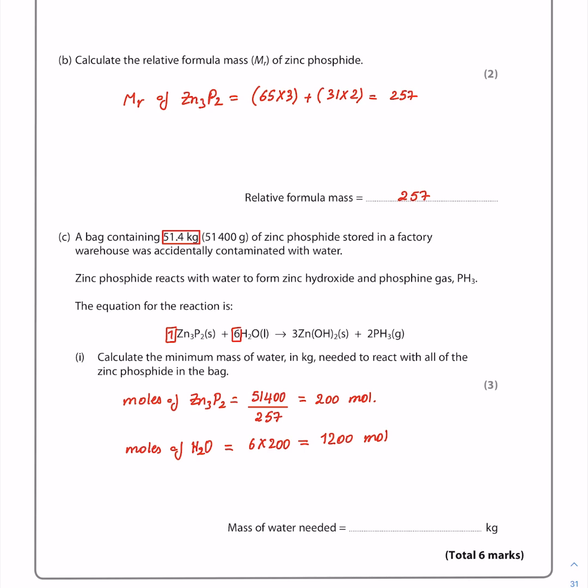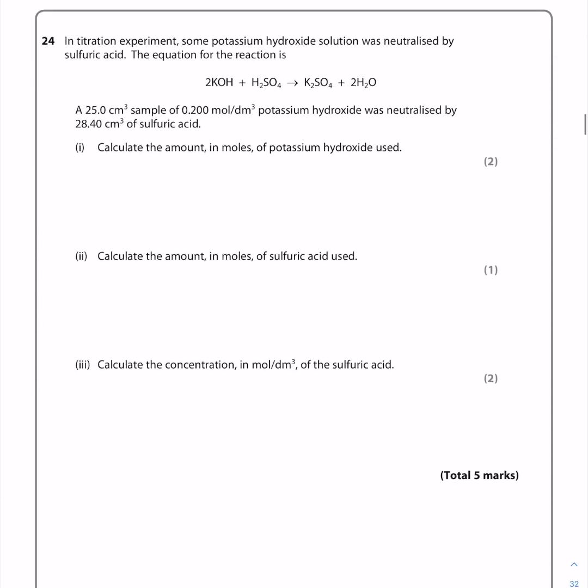Step 3, we get the mass of water by multiplying the moles, 1200, times the Mr of water. The Mr of water is 18. So 1200 times 18 gives 21,600 grams. He wants the answer in kilograms, so we divide by 1000, which gives 21.6 kilograms. So that is question number 23.